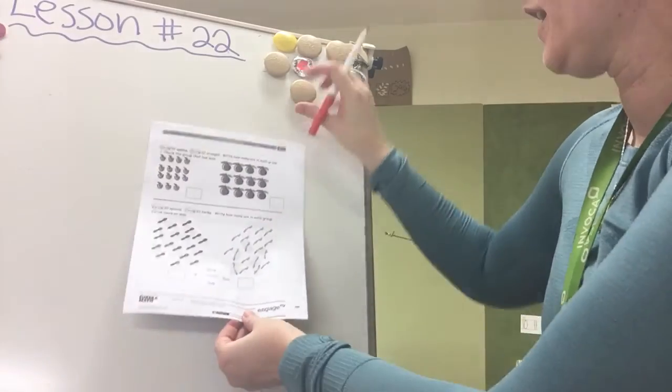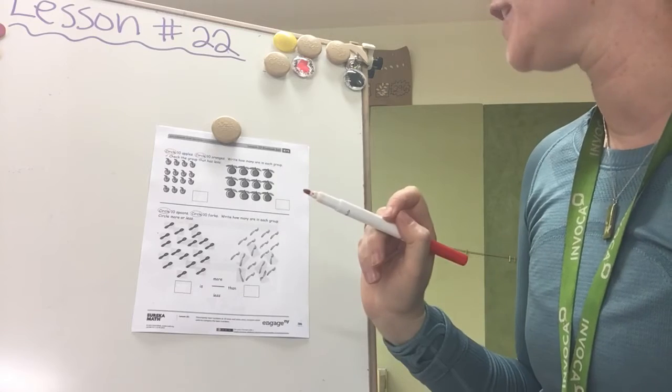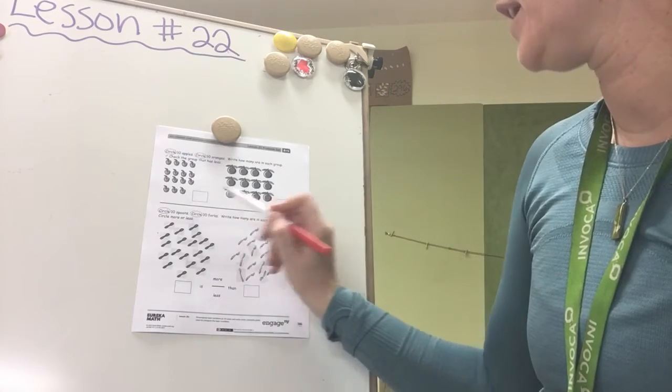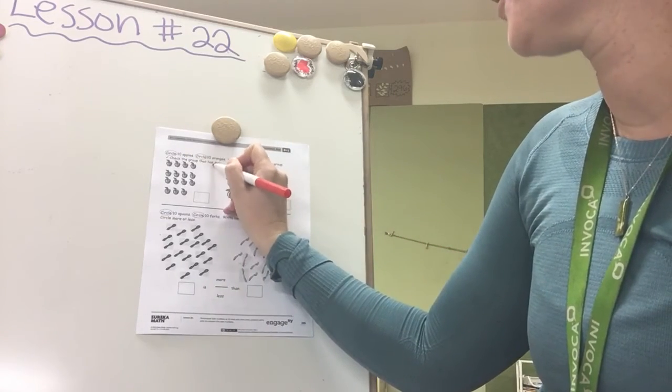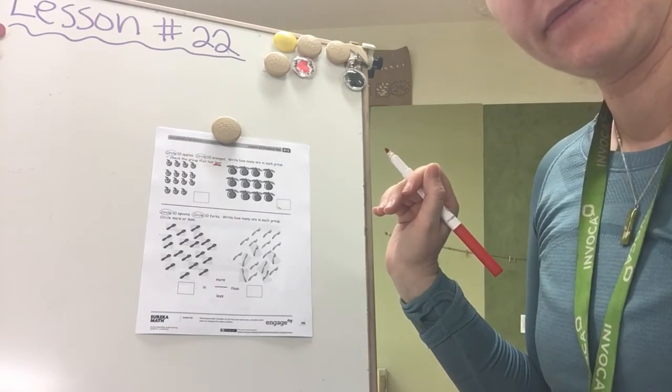Next page. It's more of the same thing. Circle 10 apples, circle 10 oranges, write how many in each box, and check the group that has less. So this one's less.